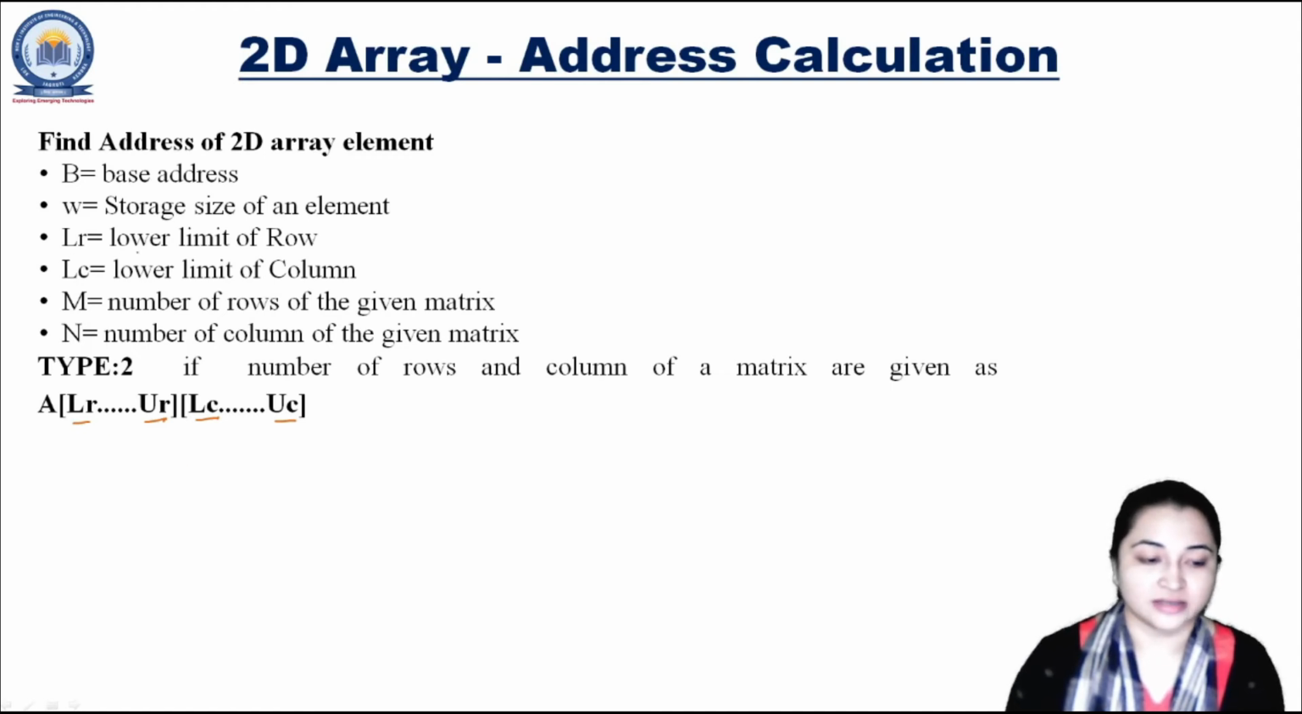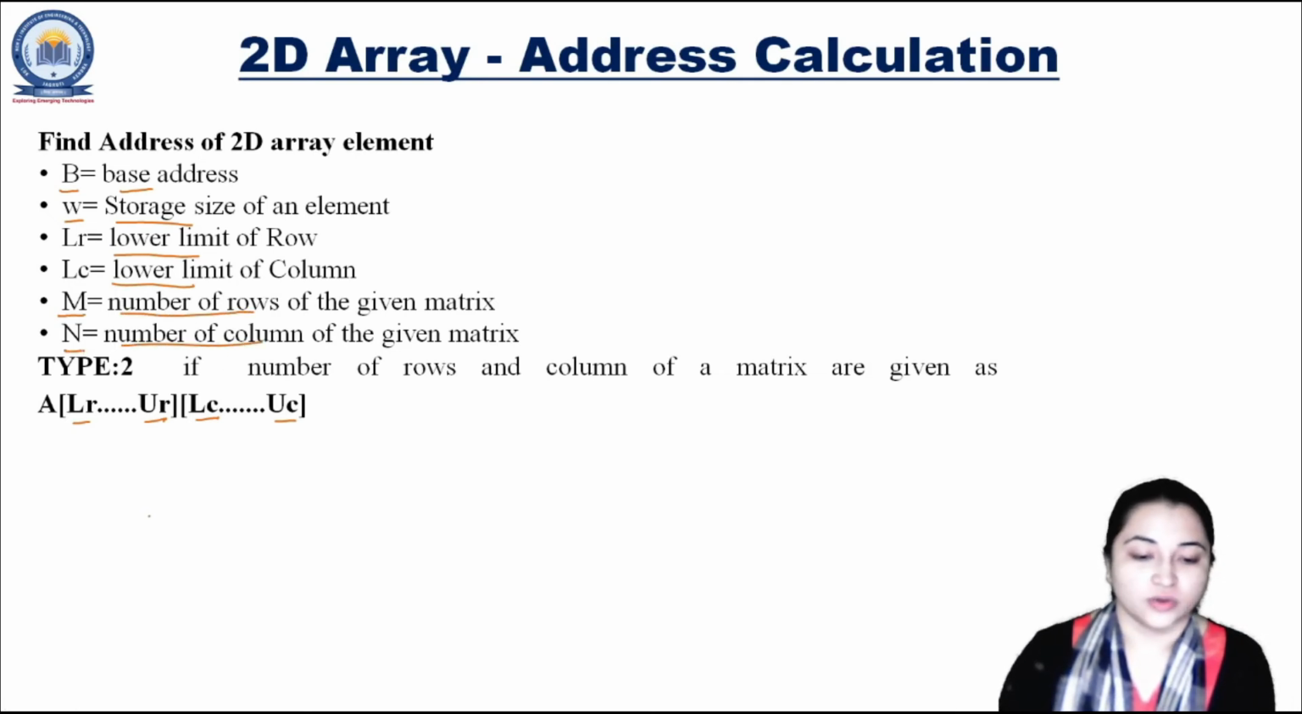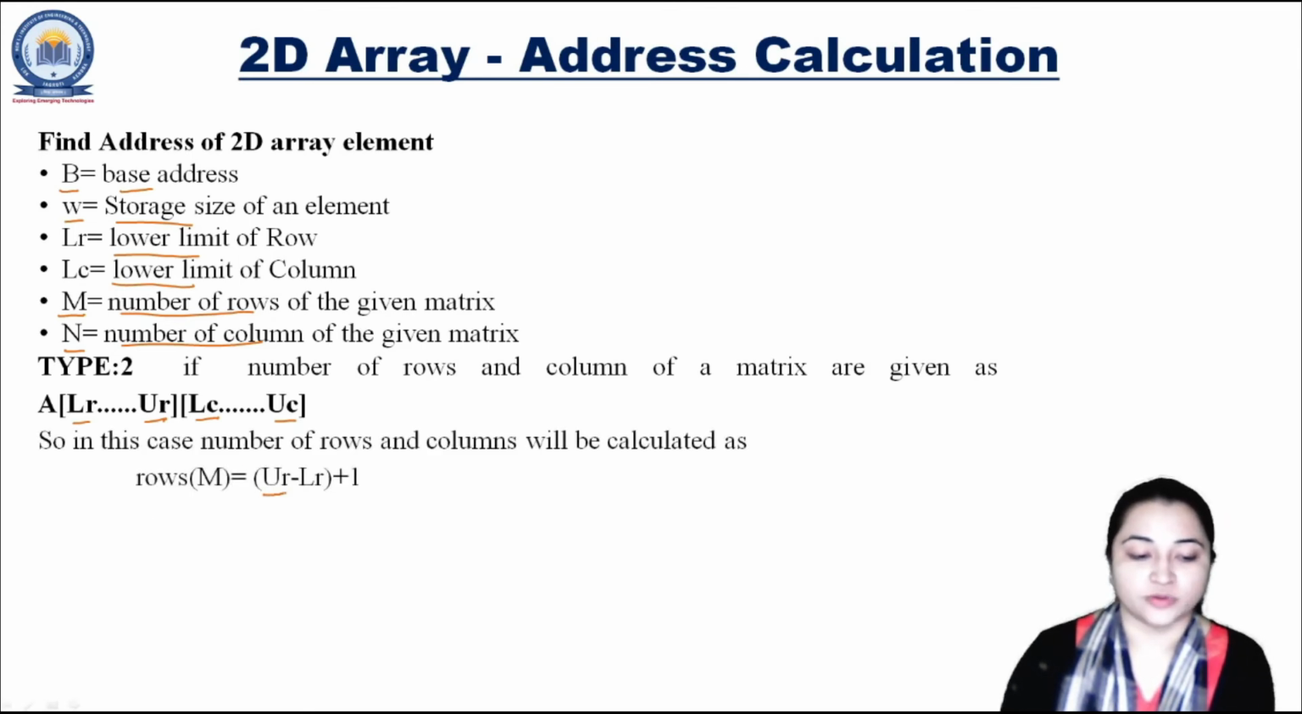Okay, so LR represents the lower limit of row, LC represents the lower limit of column, and as we have already seen, B is the base address, W is the size of element, M represents the number of rows, and N represents the total number of columns. So in such examples, first of all we need to find the number of rows and columns. First we will find the value of M, which is given as upper bound of row minus lower bound of row plus 1. And the value of N will be given as upper bound of column minus lower bound of column plus 1.